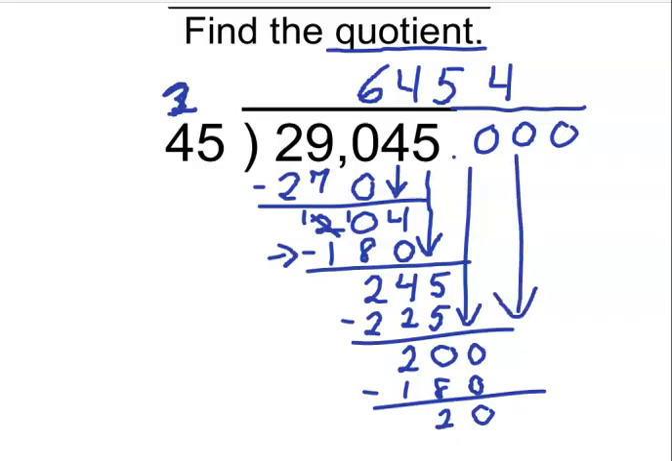Bring down the 0. And it looks like we got a repeated situation here. So what's going to happen over and over and over is we're going to keep getting 200 every single time. And so this 4 is going to repeat. Okay, so basically we know our answer right now is 6.454 with a line over the 4, which means it's a repeating decimal. It will go on and on. So that's our quotient for this problem.